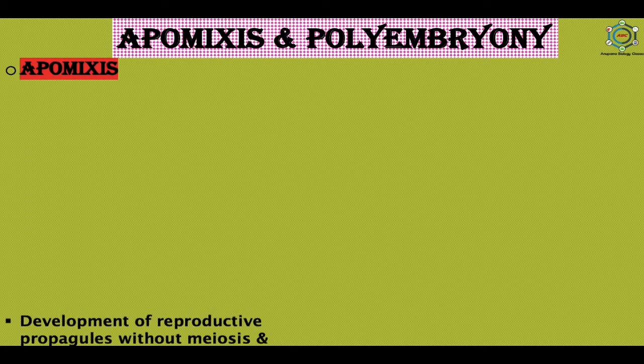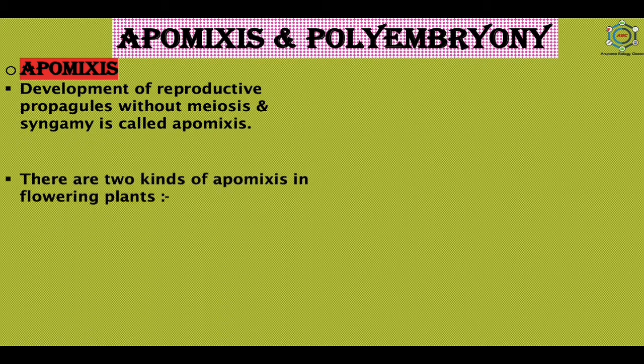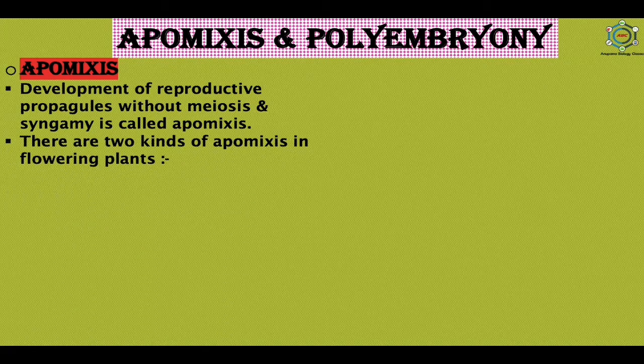Now, here are apomixis and polyembryony. At first, what is apomixis? The development of reproductive propagules without meiosis and syngamy is called apomixis. Apomixis is therefore the formation of new individuals by the asexual method, which mimics sexual reproduction including seed formation but does not involve fusion of gametes.